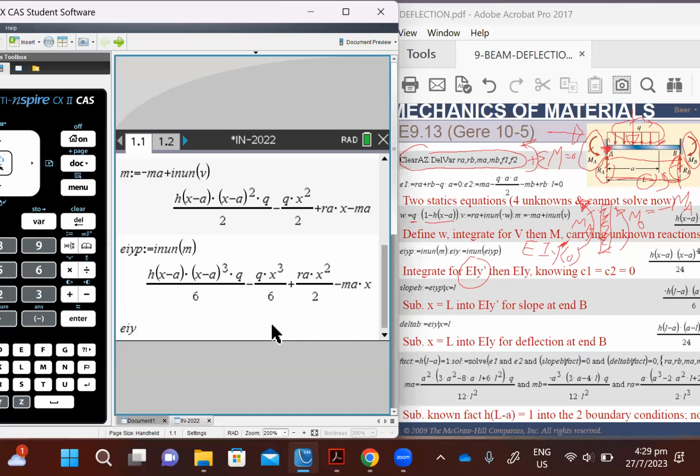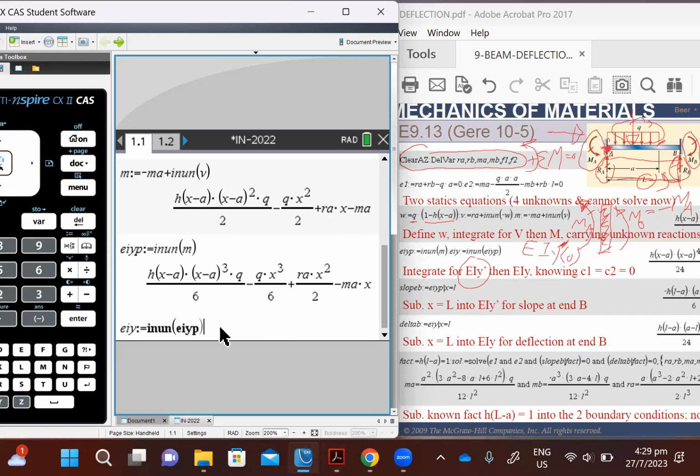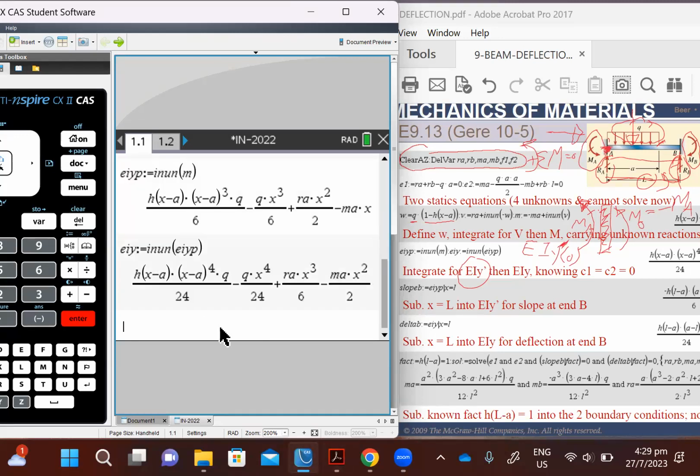EIY then is the integral of EIY prime. So we integrate the EIY prime expression. Again, because the deflection has to be 0 at x equals 0, we need no constant term here. Okay, so C2 is also 0. So that's all we need to do for EIY.